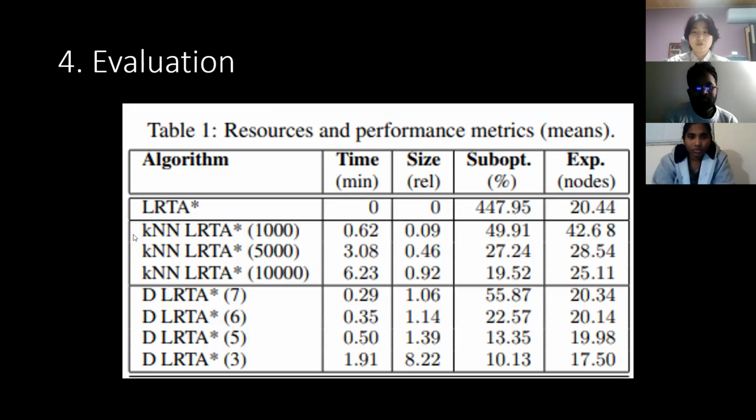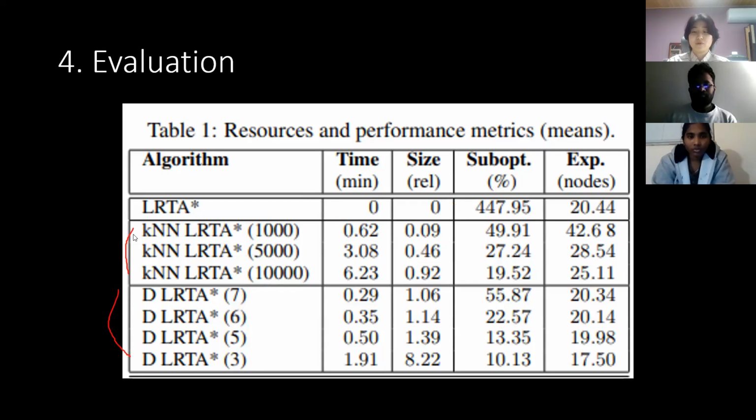In the evaluation section, the authors ran the LRTA star and KNN LRTA star in 8 maps from 2 popular games, which are Baldur's Gate and Warcraft 3. This table compares the performance of 2 algorithms in terms of time, size, suboptimality, and the number of states per move. Suboptimality means a percentage compared to the optimal path. If a path costs 150, its suboptimality is 50 when the cost of the optimal path is 100.